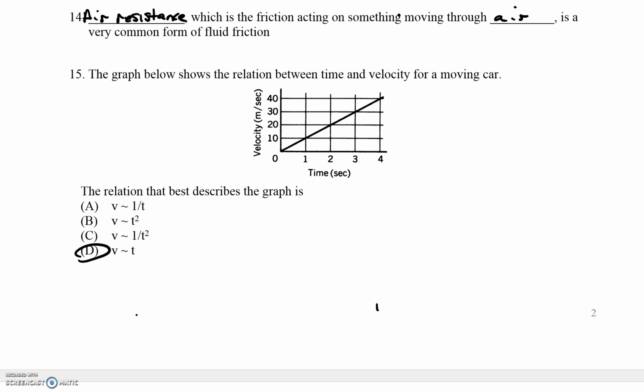For number 15, we're looking at another graph. This is a specific graph this time. It has velocity in meters per second on the y-axis, and it's got time in seconds along the x-axis. And when we look at the relationship between velocity and time on this graph, it's a direct relationship. As our velocity is going up, our time is also going up. So when we look at the choices there, V is directly proportional to T would be choice D.